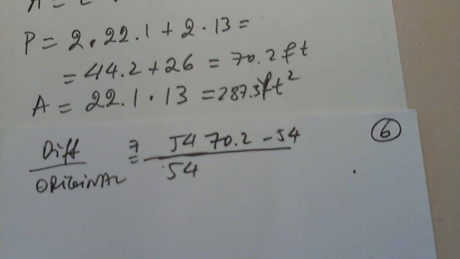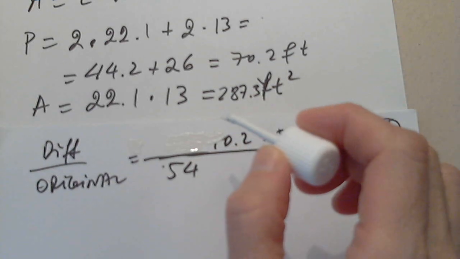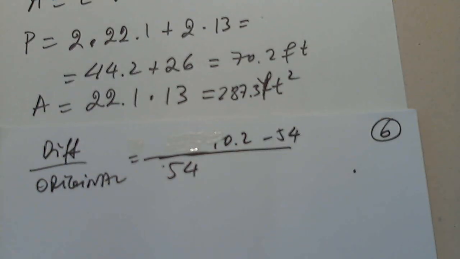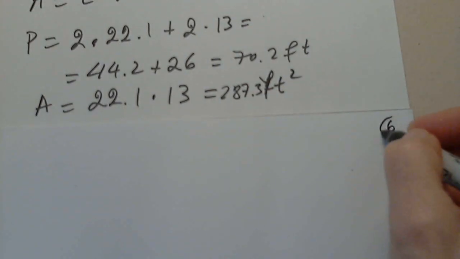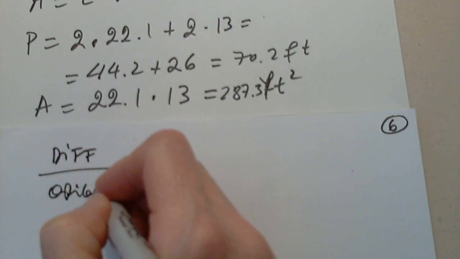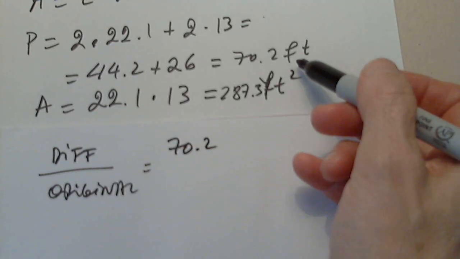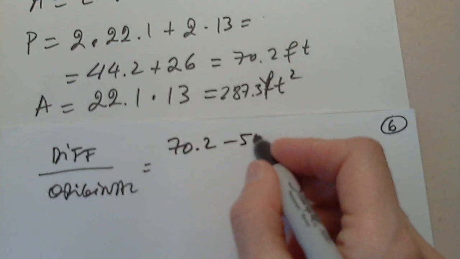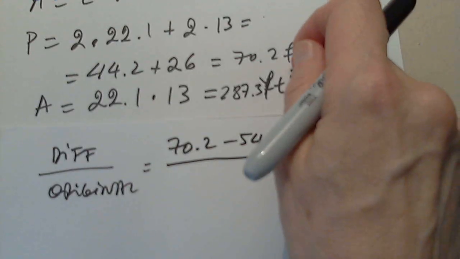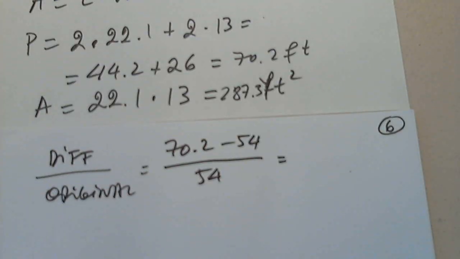And be very careful if you write it like this. You have to put parentheses around the numerator. Careful. Let me just do this. It's much better. Difference over the original. So this is 70.2. That's the increase. Minus, that's the ending point minus the original, divided by the original. Okay?